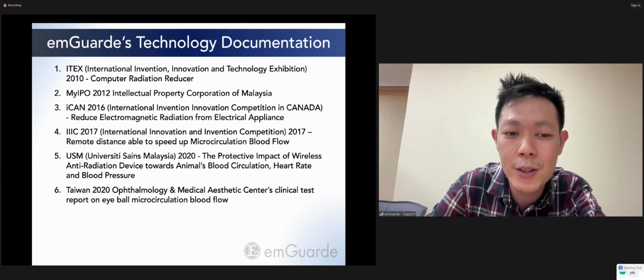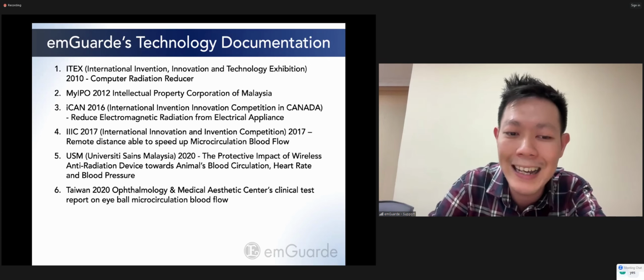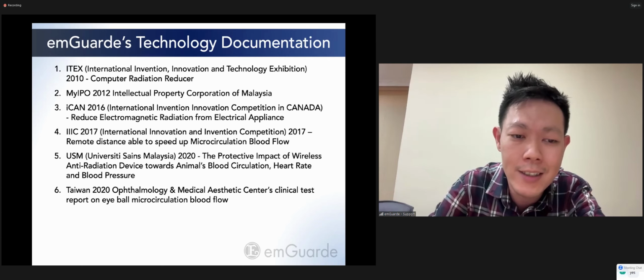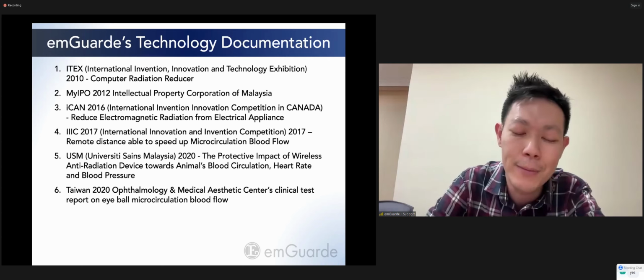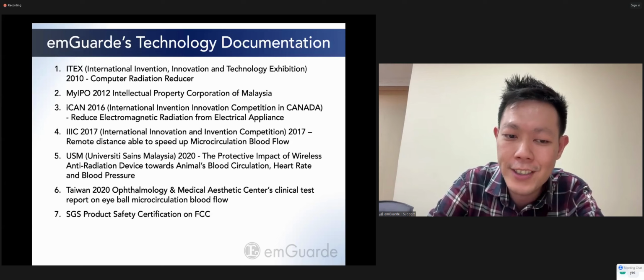The next one, which David has just shared with you guys, is the eyeball study of Dr. Liu Renjie, done in 2020 also. They took this technology and did a test with about 10 patients. The next one is SGS, for standards.